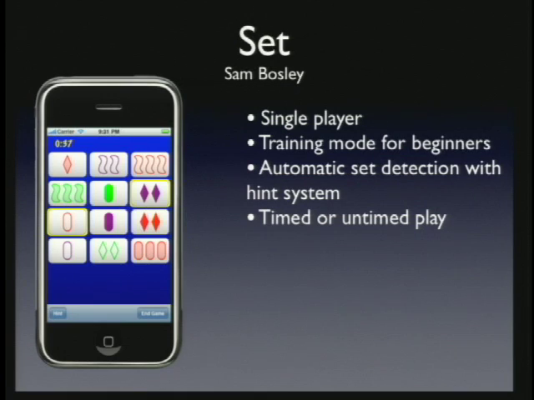If you've never played before, there's also a training mode that basically just eliminates one of the attributes. It deals only solid cards to the table, so you have fewer cards to consider when you're playing. And you can either play against yourself, timed, and try to beat your best time of getting through the entire deck of 81, or you can just play untimed for your own amusement. And that's about it.